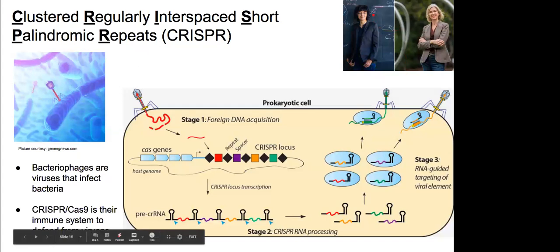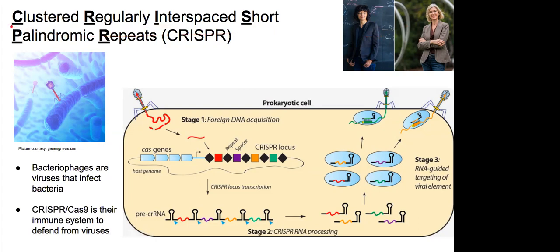So this is what these ladies did. They discovered CRISPR, for which they were awarded the Nobel Prize. But why is this such an important discovery? To understand this, it is important to appreciate how this process works.